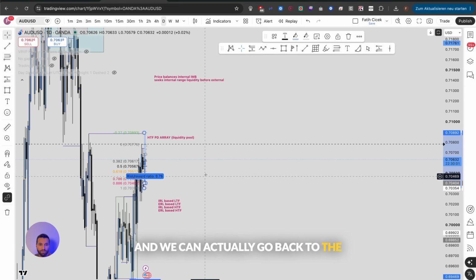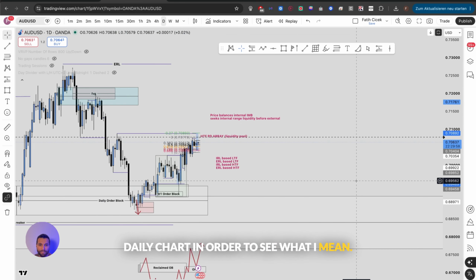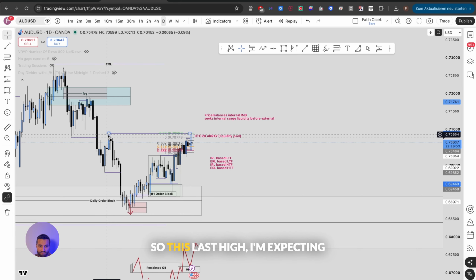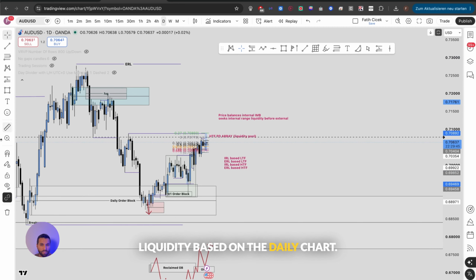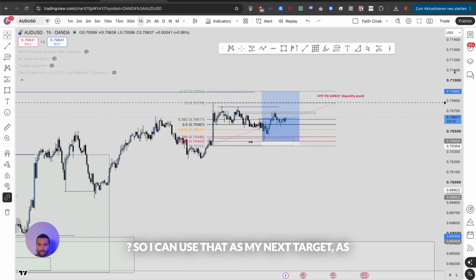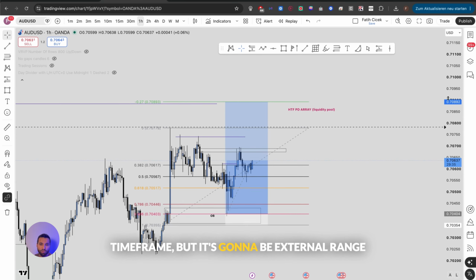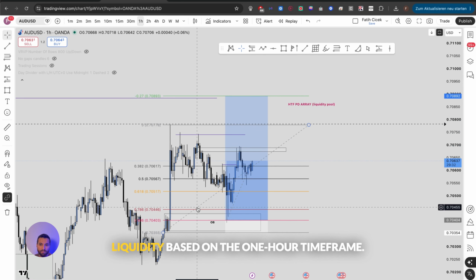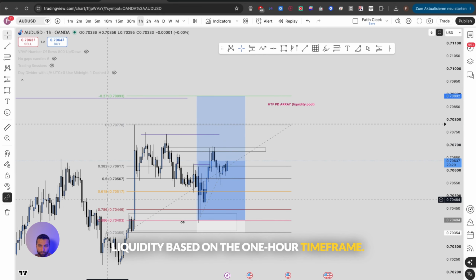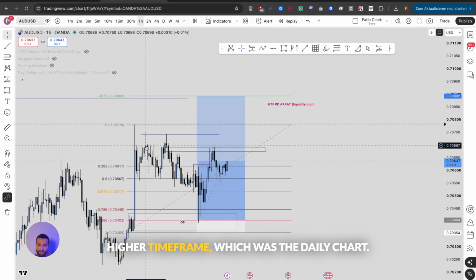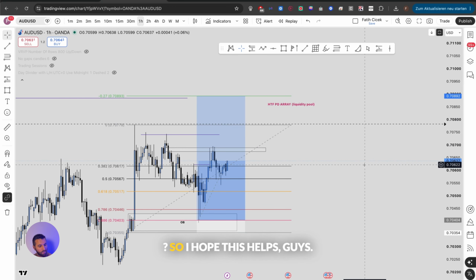And we can actually go back to the daily chart in order to see what I mean. So this is the trade that we have positioned ourselves into. So this last high, I'm expecting that to be low resistance internal liquidity based on the daily charts. So I can use that as my next target, as my next objective based on the higher time frame, but it's going to be external range liquidity based on the 1 hour time frame. But I can reasonably expect price to go there to attack those highs based on the higher time frame, which was the daily chart. So I hope this helps, guys.